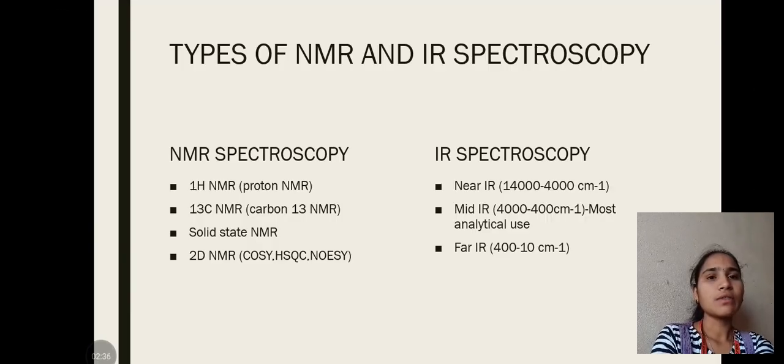Types of NMR and IR spectroscopies. NMR spectroscopy involves 1H NMR, that means proton NMR, 13C NMR, which means carbon-13 NMR, solid state NMR, and two-dimensional NMR, which means COSY, HSQC and NOESY. IR spectroscopy involves near IR, 14,000 to 4,000 cm^-1, mid IR, 4,000 to 400 cm^-1, which is the most analytical use, and far IR between 400 to 10 cm^-1.